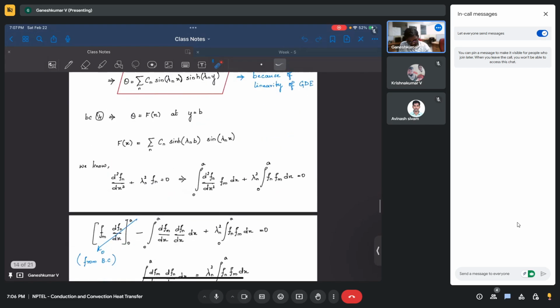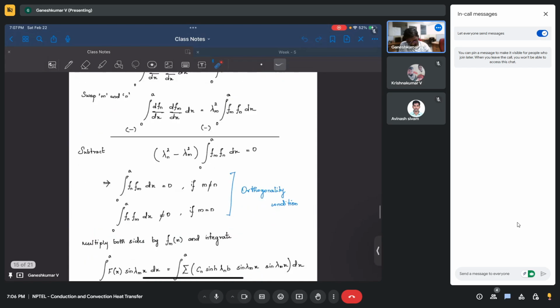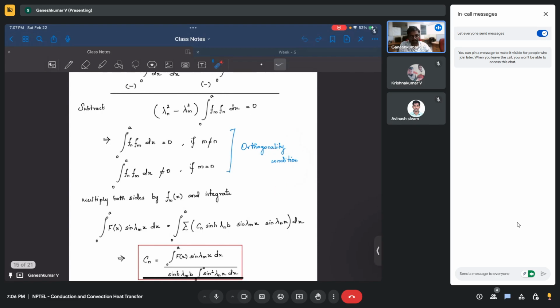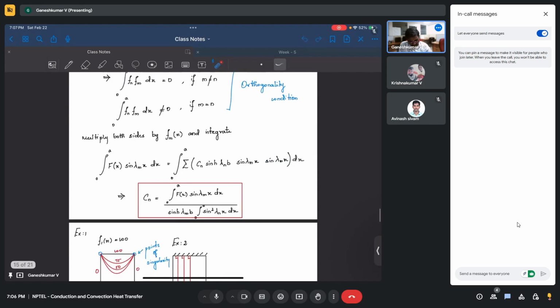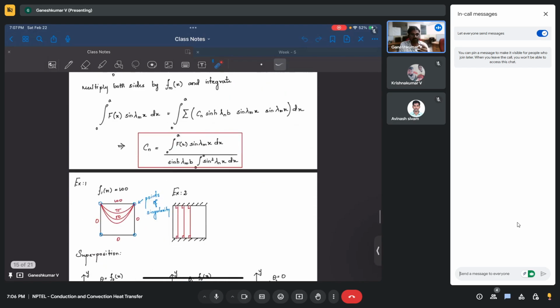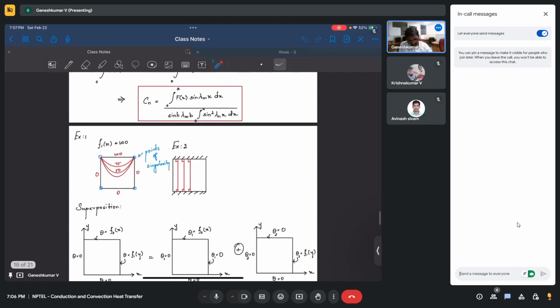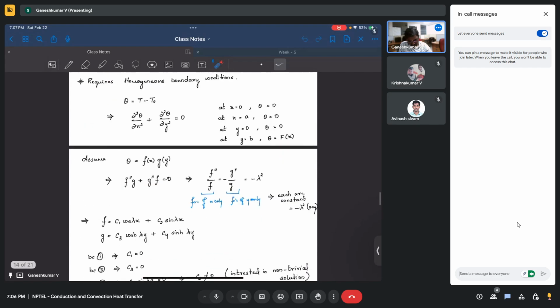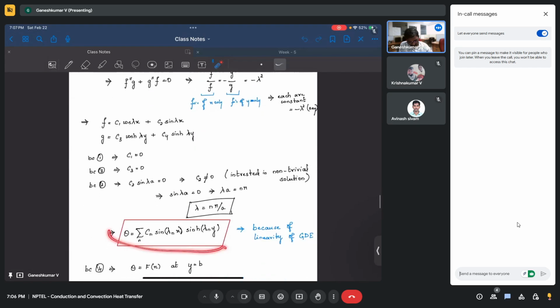And then you continue doing some more mathematical steps. You come to this orthogonality condition, and then you will end up having your Cn expression of that final constant, and then you substitute this constant in the equation that we have in the solution. This is the solution. So we perform some more mathematical steps to find this Cn.